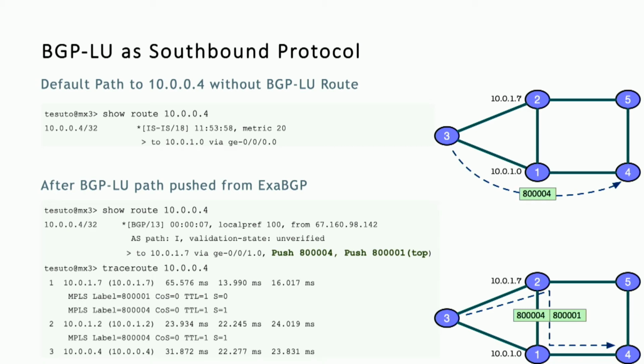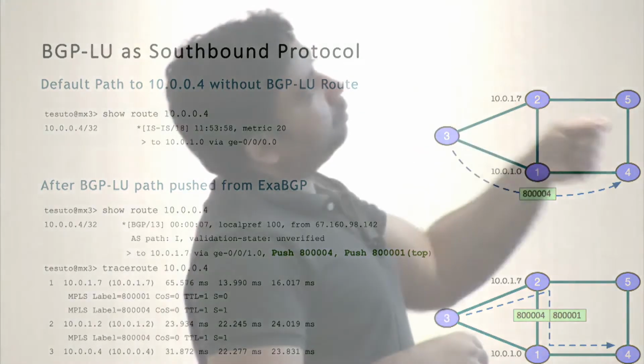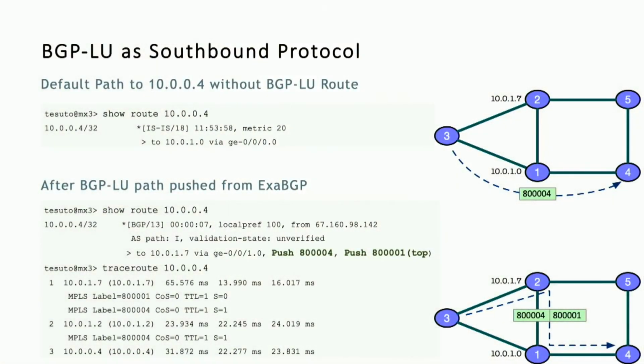This is an example from a router 3 perspective. Before that, 10.0.0.4 was the loopback associated with 4, and you're learning it through normal ISIS. Once you advertise your path to 3, you will start seeing something like this below. You have 10.0.0.4, learned by BGP, and it shows you the labels which you need to push.